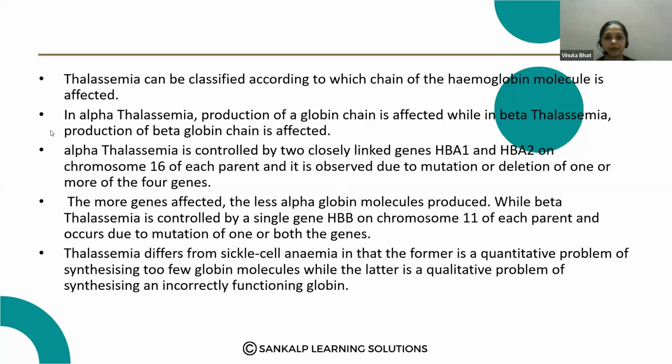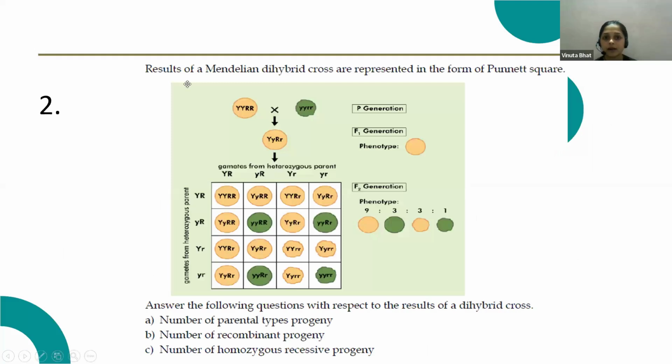Next question. This is a model question paper question. Results of a Mendelian dihybrid cross are represented in the form of a Punnett square. Observe this Punnett square and answer the following questions with respect to the results of the dihybrid cross. Just observe the Punnett square and tell me the answer.